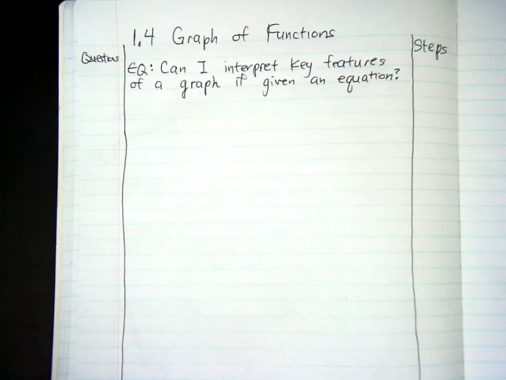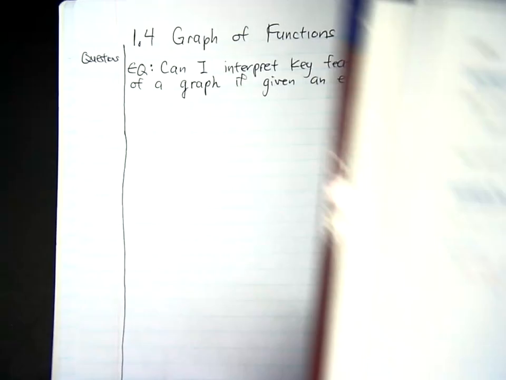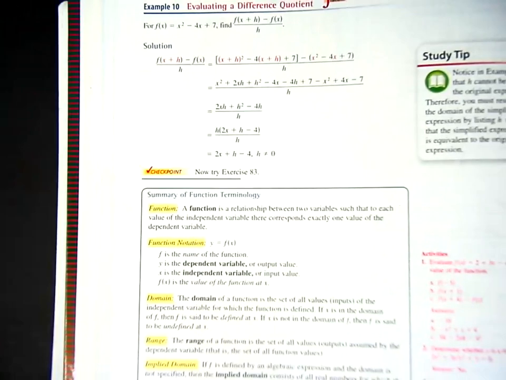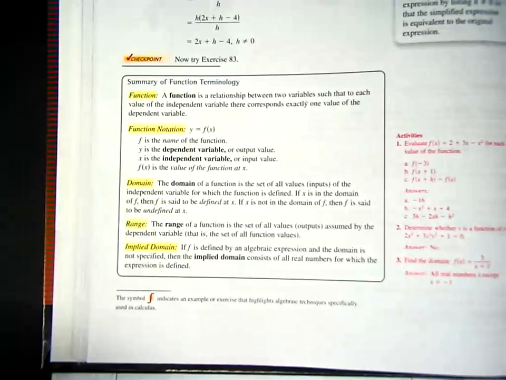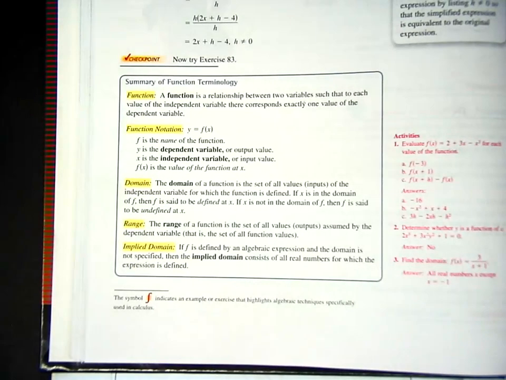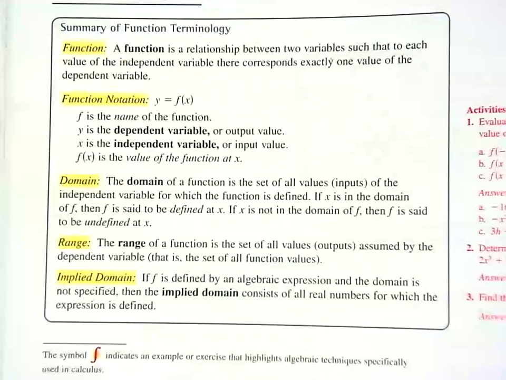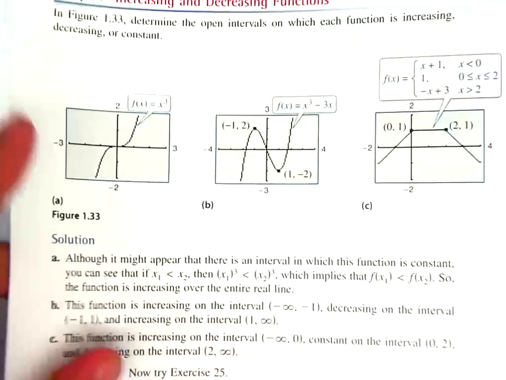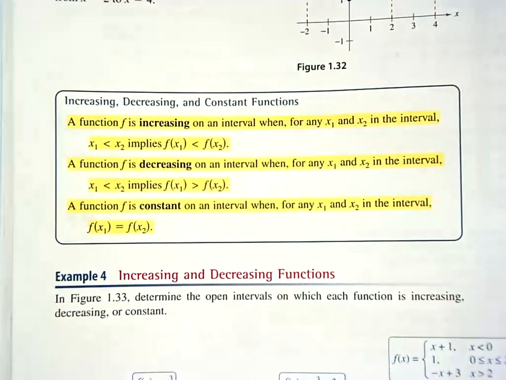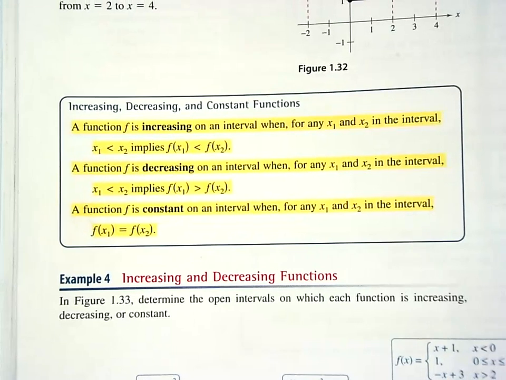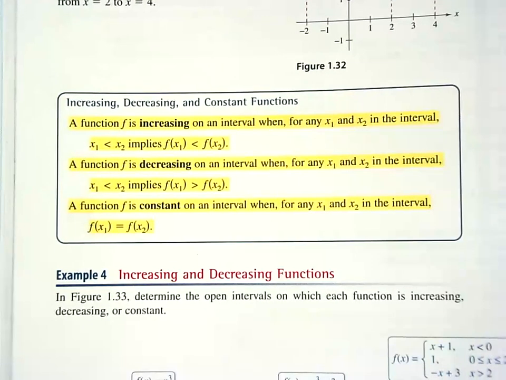So the first one, I need you to copy down, talks a lot about functions and domains and ranges. Go ahead and copy that down. And I'll zoom in, so go ahead and pause it and copy it down. The next thing I need you to copy is whether a graph is increasing, decreasing, or constant. Pause it and copy that down.